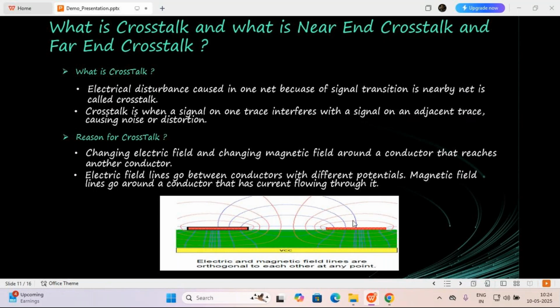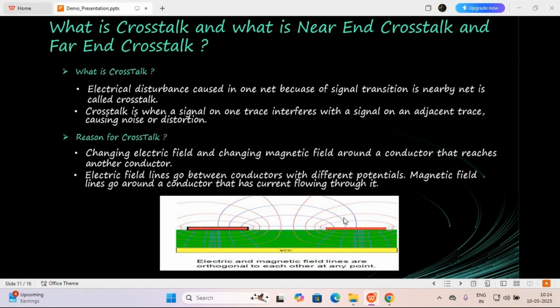Because of that magnetic coupling, as I explained, a voltage gets induced into conductor B, although there is no direct electrical connection. Since the voltage gets induced into conductor B, it will have some noise induced, and because of that noise my signal in conductor B will get distorted.